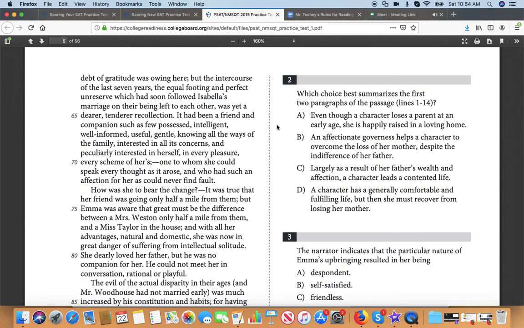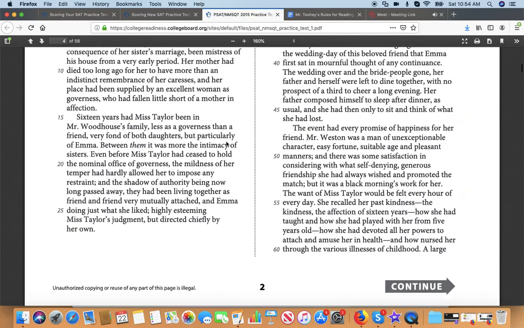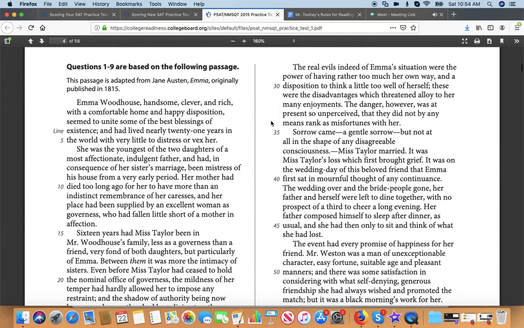But I think it mentioned that he did care. Let's go to the text. Is her father indifferent? Let's look at the text. Most affectionate, indulgent father. Is he indifferent? So, no. No, he's not indifferent.